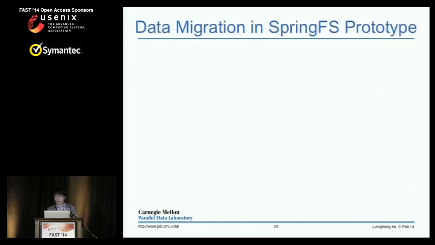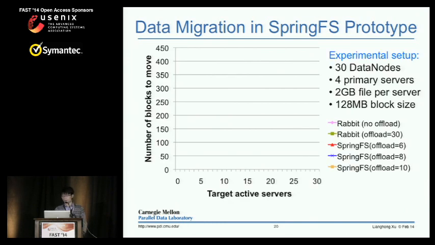In this slide, I will show you the amount of data migrated in SpringFS with varied offload set as compared to Rabbit with and without offloading. The experimental setup is as follows. You can see that on the upper right corner. We use 30 data nodes. 4 of them serve as primary servers. We write 2 GB of file on each server with a 128 megabytes block size with 3-way replication for all data blocks.